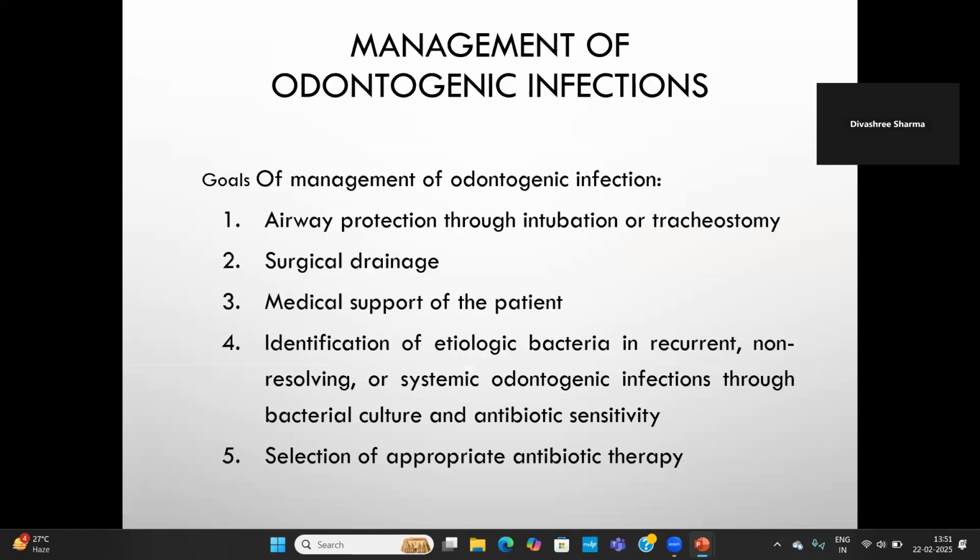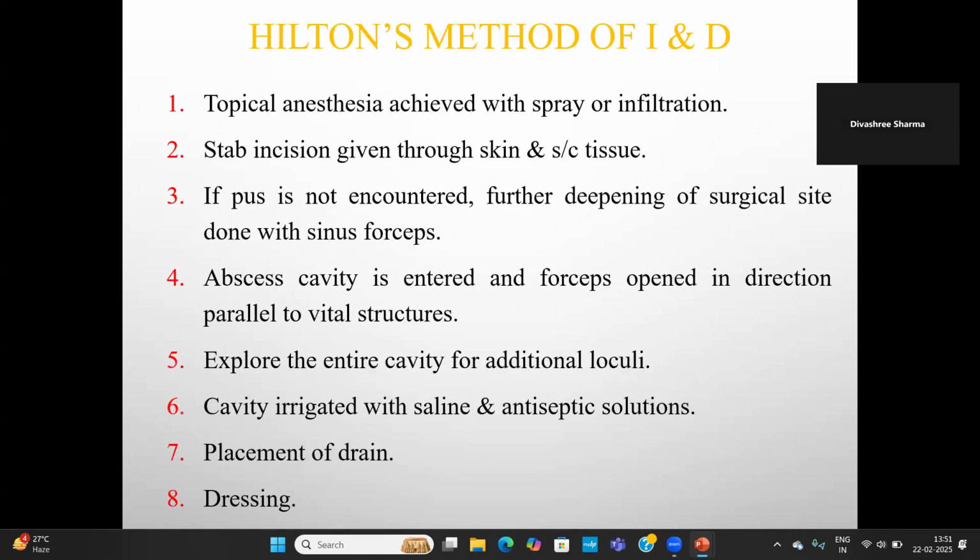The management of odontogenic infections, the goals are first and foremost the protection of the airway through intubation or tracheostomy, then establishing surgical drainage through incision and drainage, medical support of the patient in the form of antibiotics and other drugs, identification of etiological bacteria in recurrent, non-resolving, or systemic odontogenic infections through bacteria culture and antibiotic sensitivity, and then selection or modification of the appropriate antibiotic therapy.